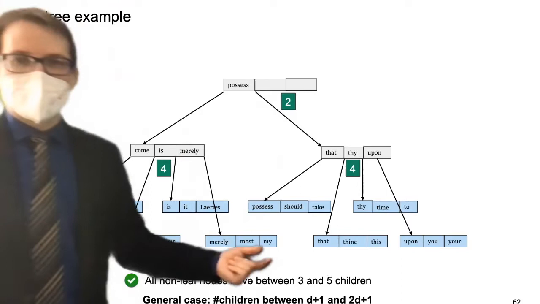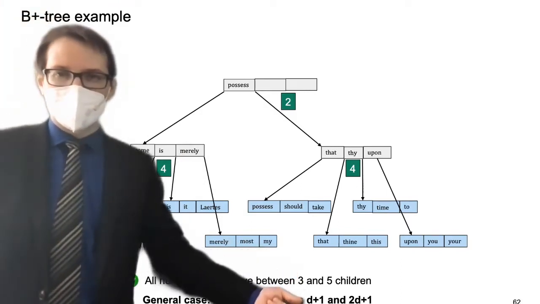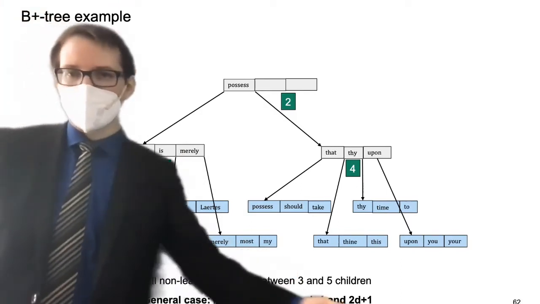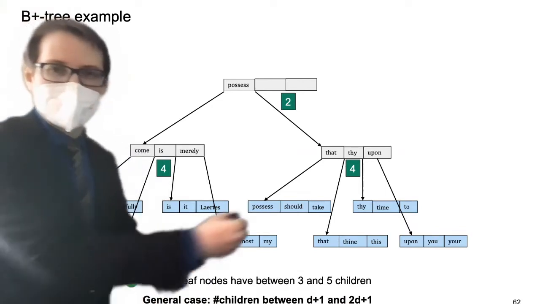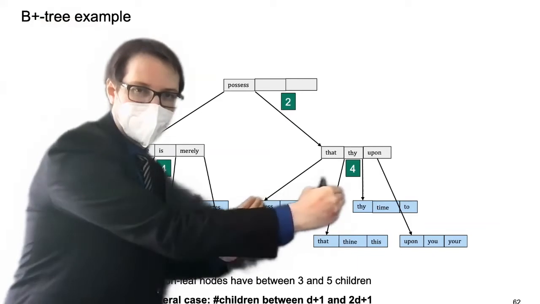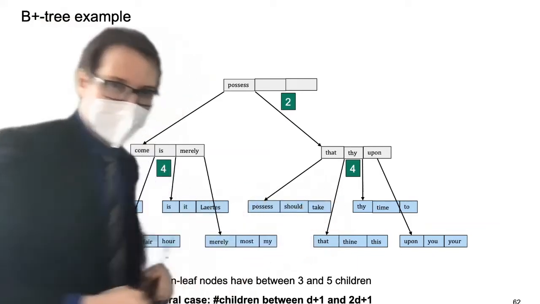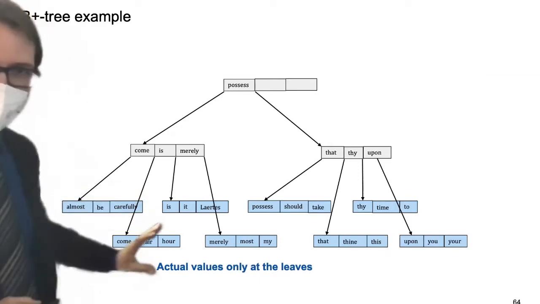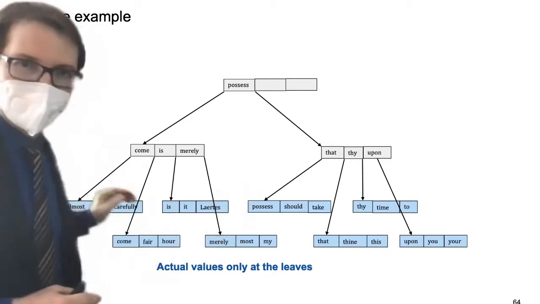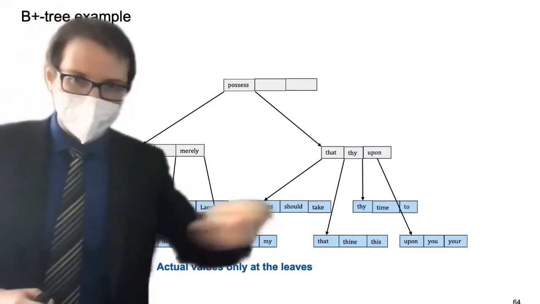And so there are these parameters that we can adjust between 3 and 5. More generally, it's between d plus 1 and 2d plus 1, and you can pick whatever value of d you want. Typically, that value is chosen in such a way that the size of a node is roughly 1 block on the disk. Okay, and so the actual values of the index, for example the centuries that we want to have, are at the leaves, all the way here.